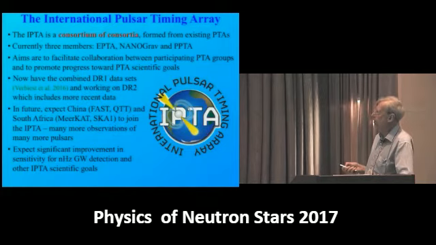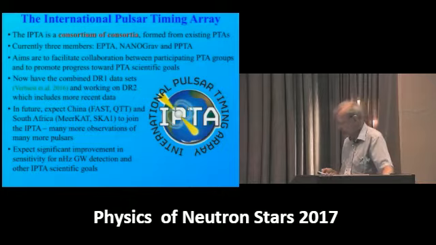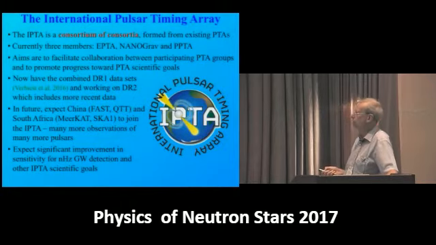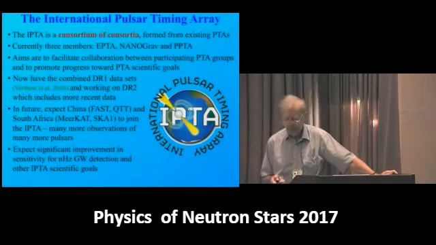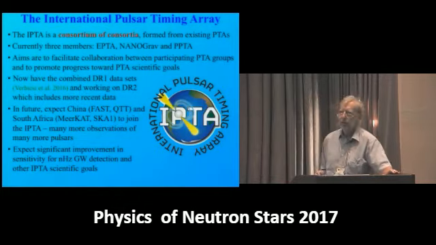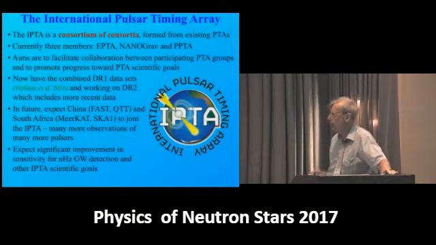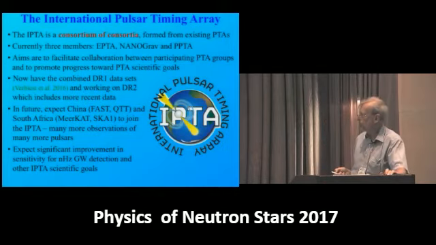In the future, we expect China with FAST and the QTT in Xinjiang to contribute to the pulsar timing array effort, and South Africa with MeerKAT, and ultimately SKA-1. So there'll be many more observations of many more pulsars. We could even have hundreds of pulsars in a PTA, and with that we think we're almost certain to detect these gravitational waves and in fact be able to study them.